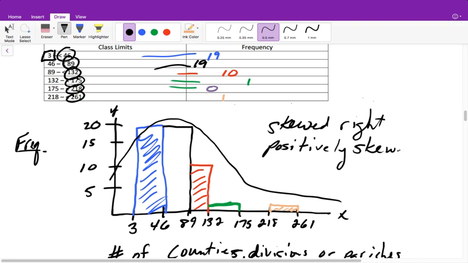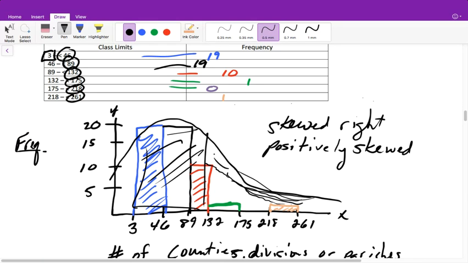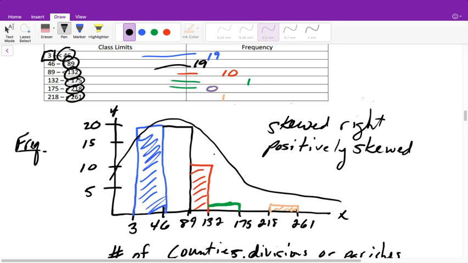Because you see that we have this tail to the right. The bulk of our information is over here to the left, and then our information takes a little bit longer. It's a little bit more spread out down here. We have this tail going on down at the end. So that means that it is going to be positively skewed or skewed to the right. Either one would be acceptable as an answer. Right? So that's all you need to do for a frequency histogram.